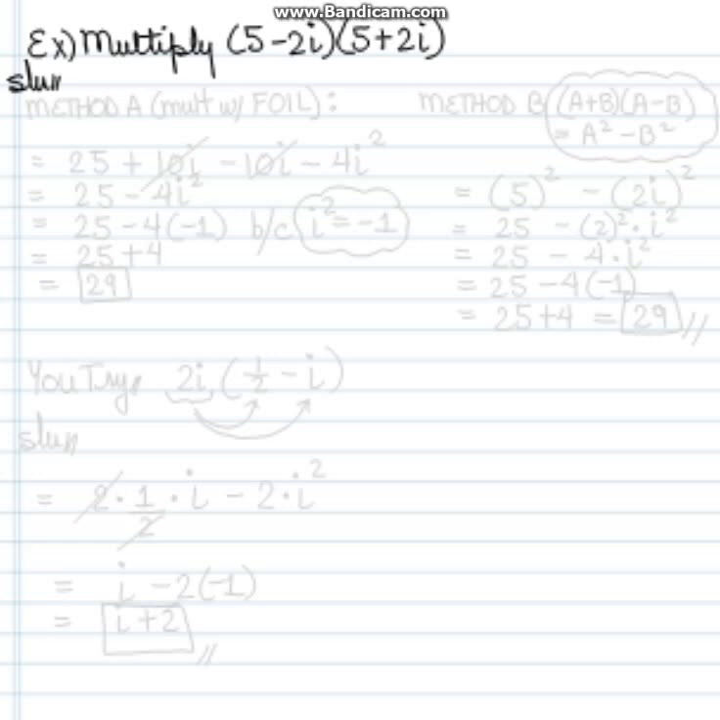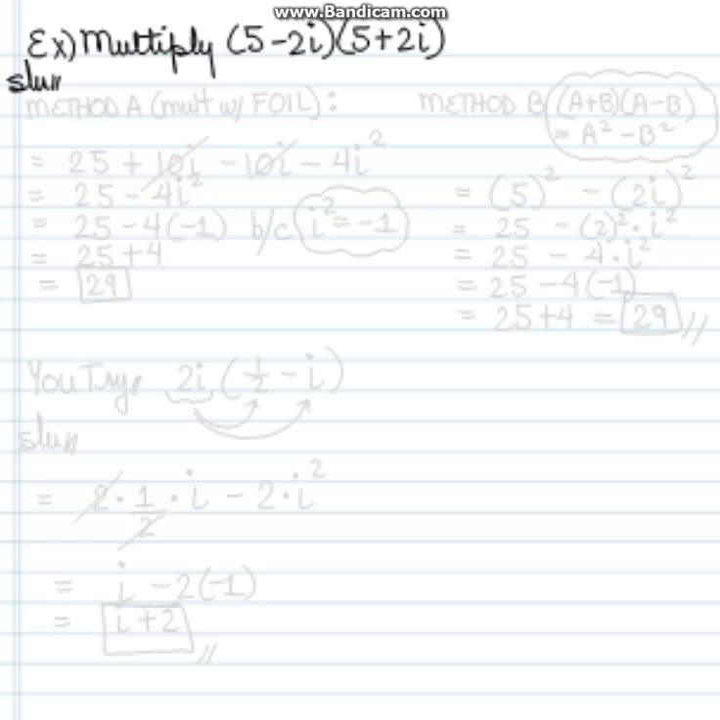Multiply two complex numbers. The first one is 5 minus 2i times the second one, 5 plus 2i. Okay, so the thing to remember about multiplying complex numbers is that you need to distribute all the terms, so everything gets multiplied. So we're going to do first the FOIL method.